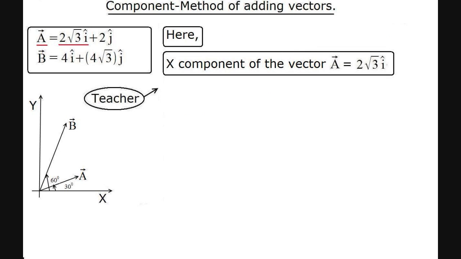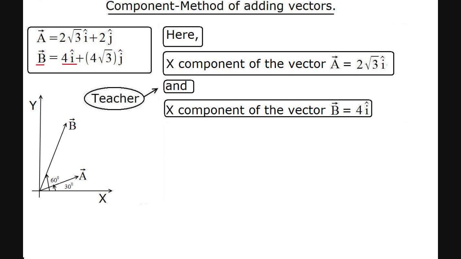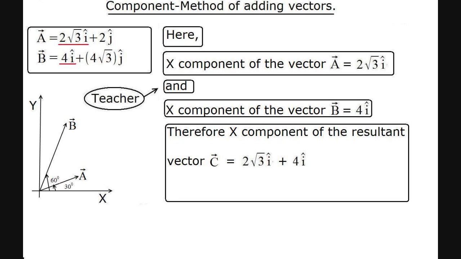Here, x component of the vector a bar is equal to 2 root 3 times i hat, and x component of the vector b bar is equal to 4 times i hat. Therefore, the x component of the resultant vector c bar is equal to 2 root 3 times i hat plus 4 i hat, which is equal to 2 root 3 plus 4 times i hat.